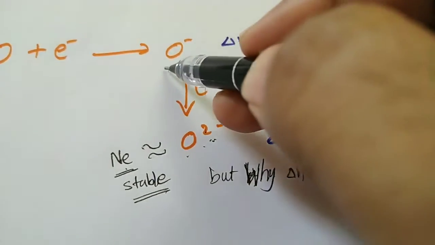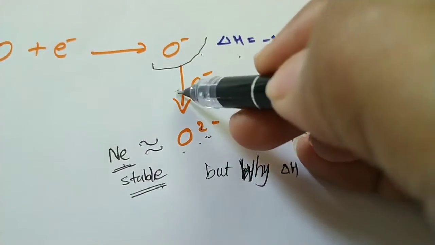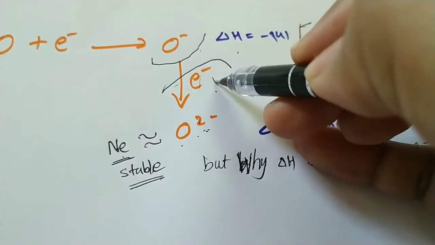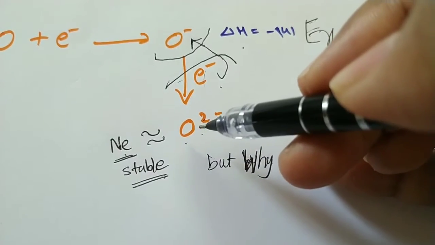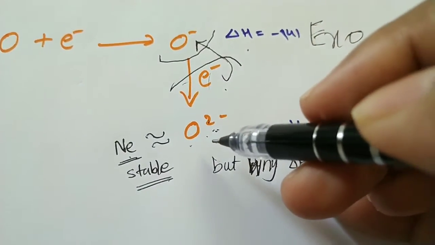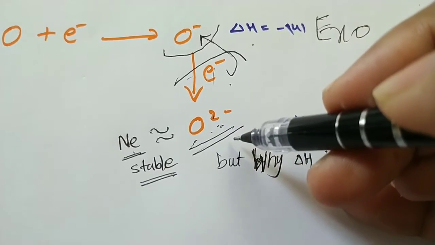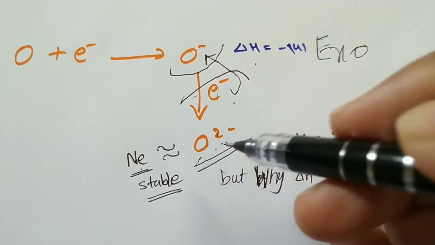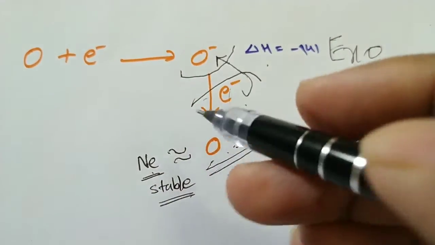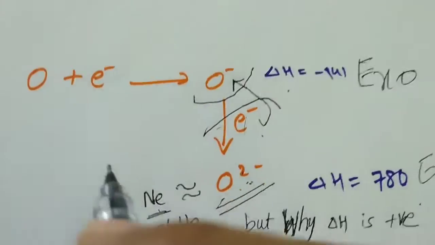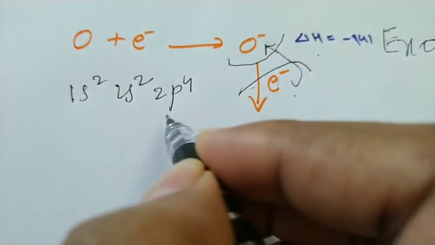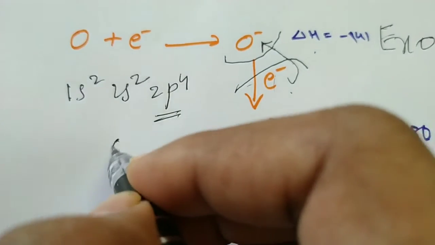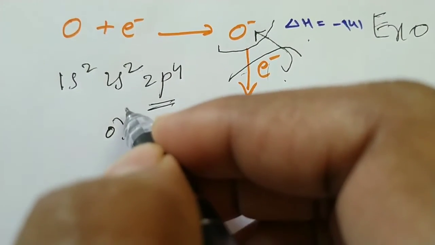The reason is here O minus already has a negative charge, while the second electron is adding into this O minus. So electron repulsions are there. That's why this O2 minus is not forming easily. The main reason is repulsion. Why repulsion? Because if you see the configuration of oxygen, 1s2, 2s2, 2p4, only the second shell, it is a smaller size.